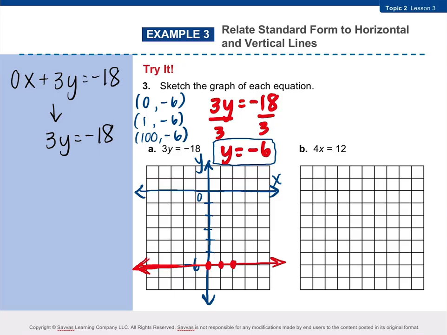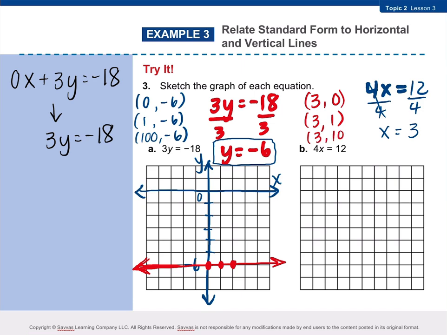And I'll have the same thing for b, right? So I have 4x equals 12. So what does that mean x is? Divide both sides by 4. I get x equals 3. So again, that means x is 3 no matter what we try to plug in for y, because y isn't even in this equation. So x is 3 when y is 0. X is 3 when y is 1. X is 3 when y is 1,000, no matter what.